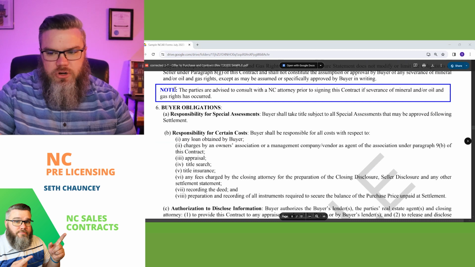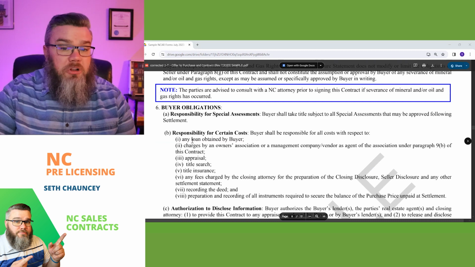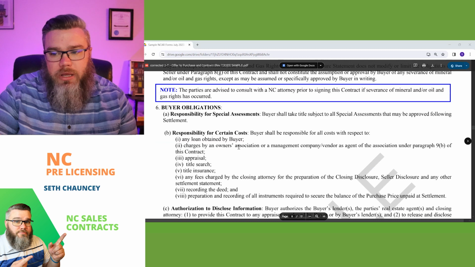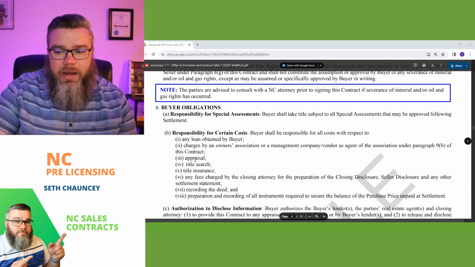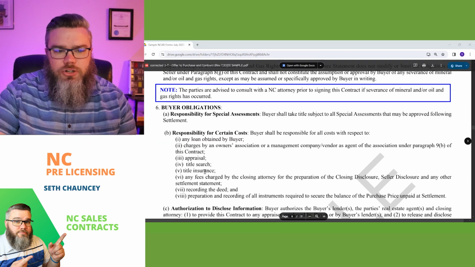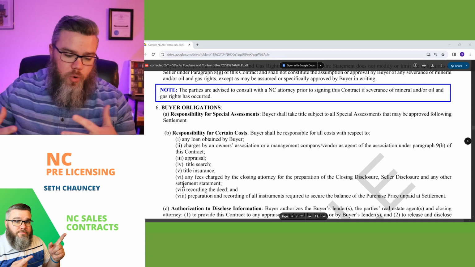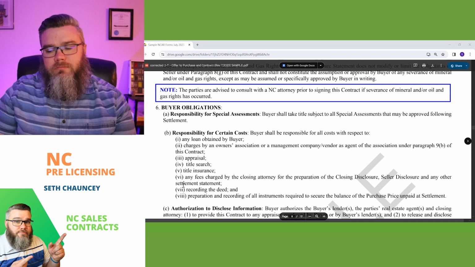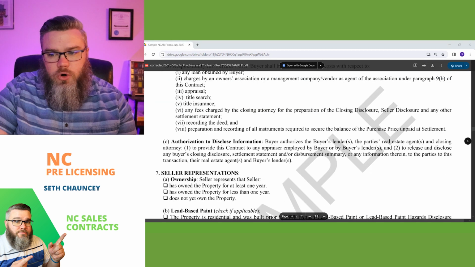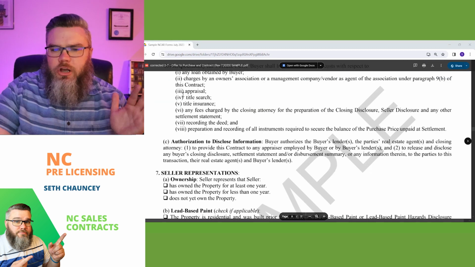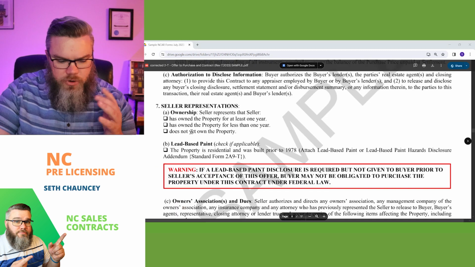So responsibility for certain costs for the buyer. Loan costs are always a buyer debit. Appraisal, buyer debit. Title search, title insurance, buyer debit. Attorney fees for the title search, buyer debit. Recording the new deed, buyer debit. Recording the new deed of trust, buyer debit. We'll talk more about this later. I don't want to focus on that here.